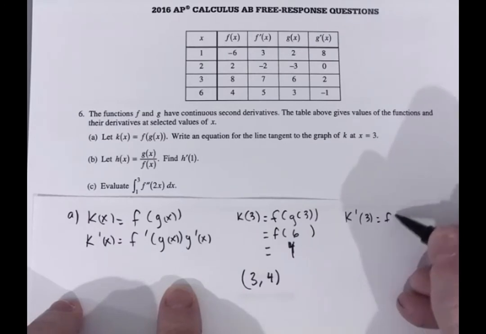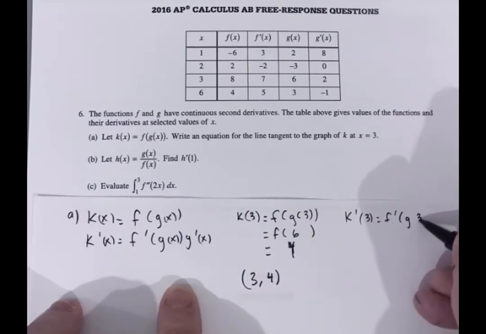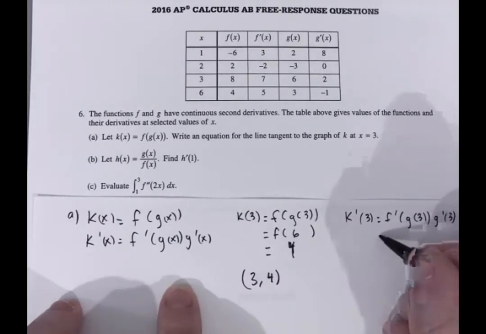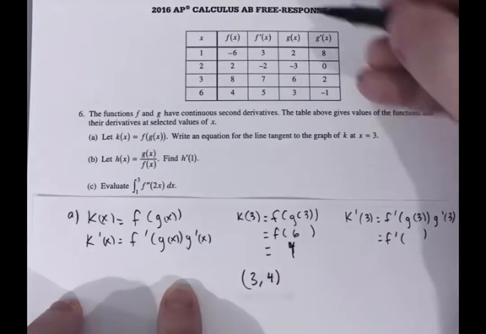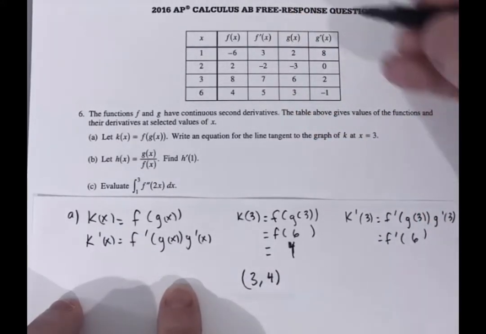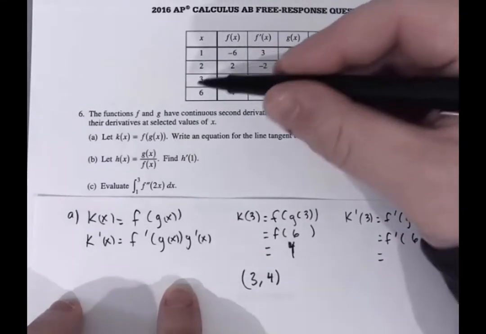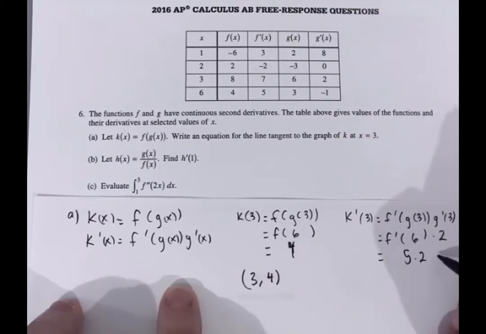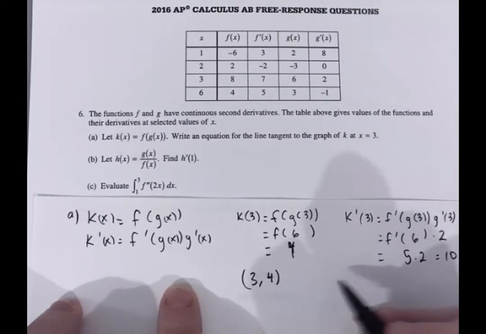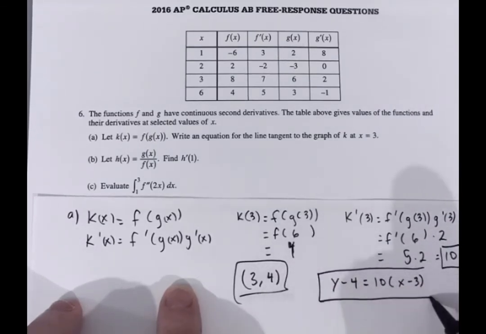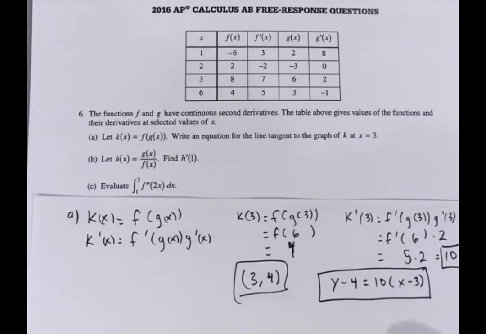k prime of 3 is equal to f prime of g of 3 multiplied by g prime of 3. g of 3 is 6, so f prime of 6 is 5, and g prime of 3 is 2. 5 times 2 is 10. So the final answer to this problem, using that slope and that point, is y minus 4 equals 10 times x minus 3. And that completes part A.